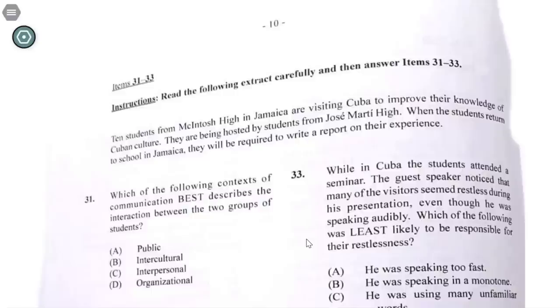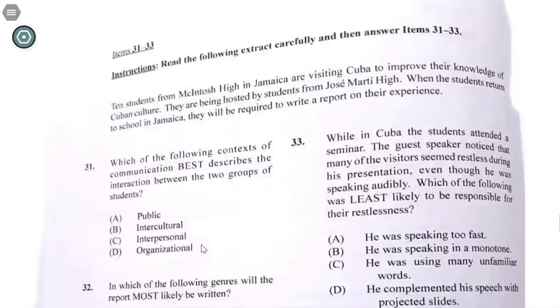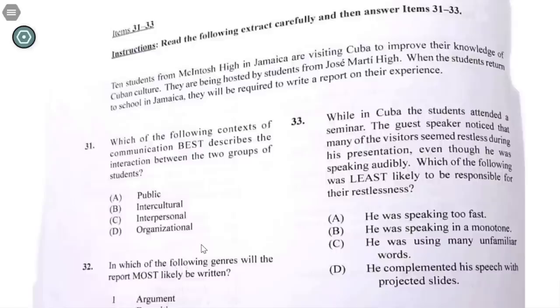When the students return to school in Jamaica, they will be required to write a report on their experience. Which of the following contexts of communication best describes the interaction between the two groups of students? Now, English interacting with Spanish, intercultural, meaning between cultures. So, 31B.